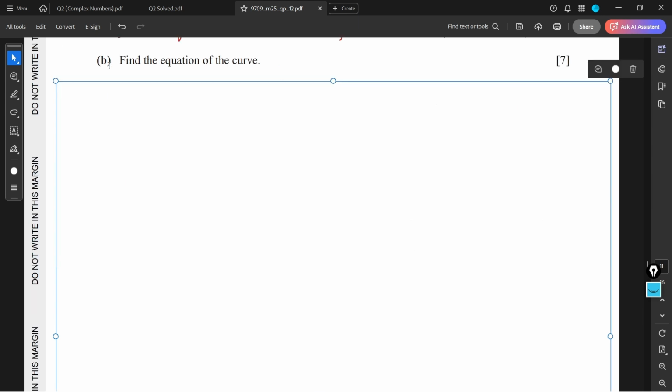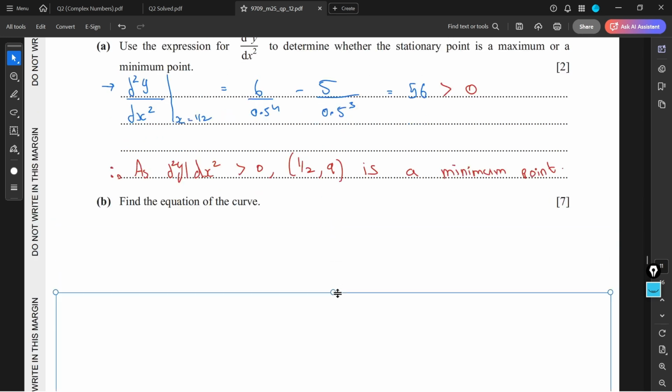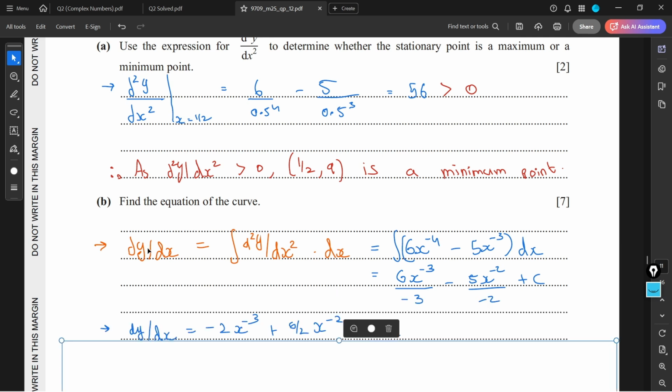And then in part B, we are asked to find the equation of the curve. So the main idea would be, we'll first integrate the double derivative to get the first derivative, that is dy/dx. And after that, we are again going to integrate that dy/dx in order to get the equation of the curve. Let me show you how to solve this question. So I'm going to take the integration of the double derivative with respect to x to first of all find out what dy/dx is.